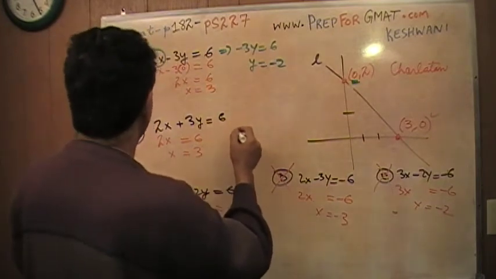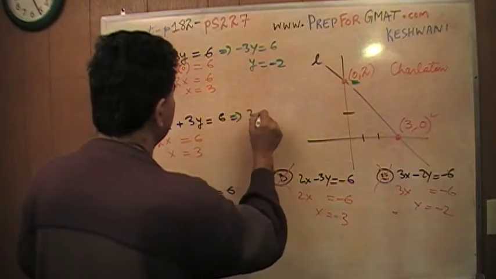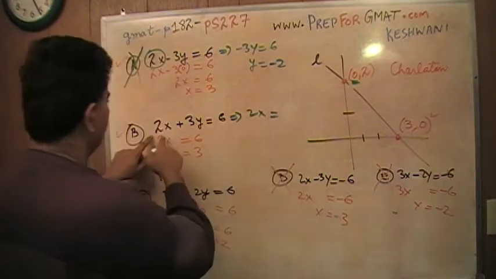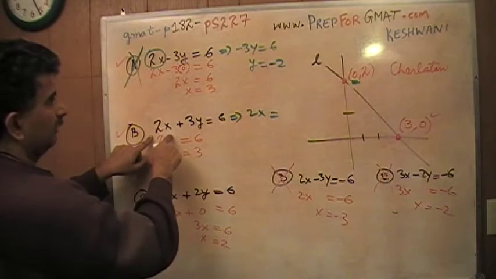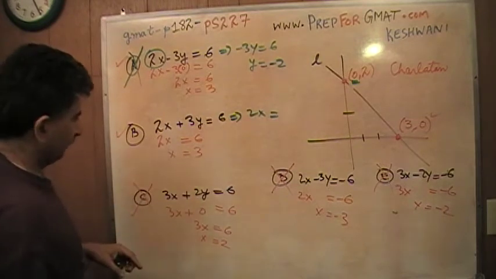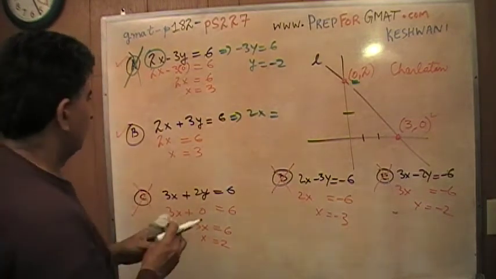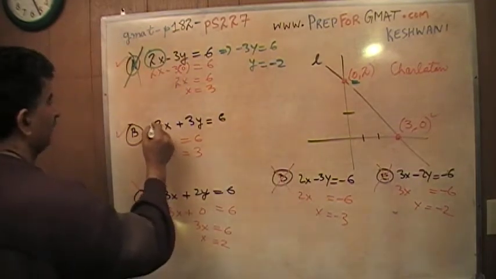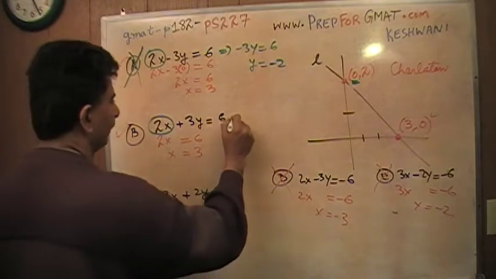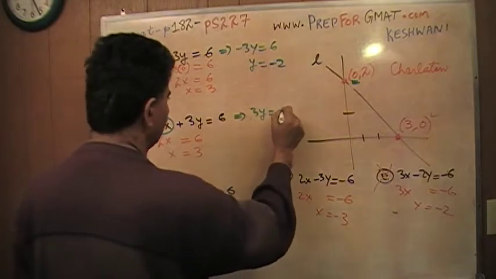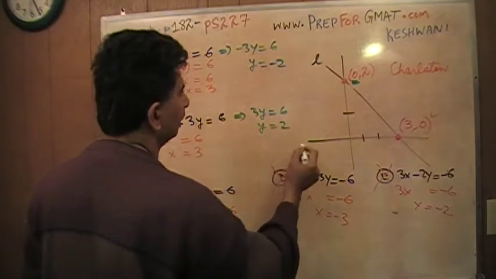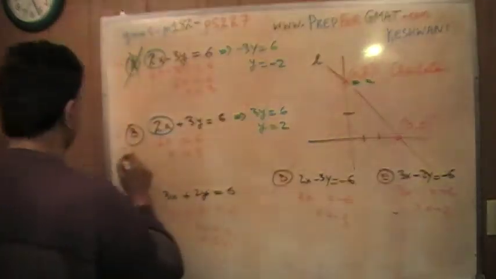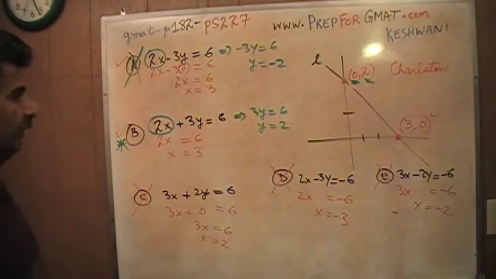Let's try it then. This one tells me that if I substitute 0 for x, the x term drops out, and it tells me 3y equals 6, which tells me that y equals 2, which is what we have here. The answer is B. And that's all it is.